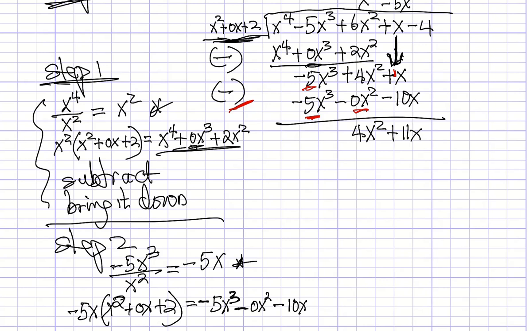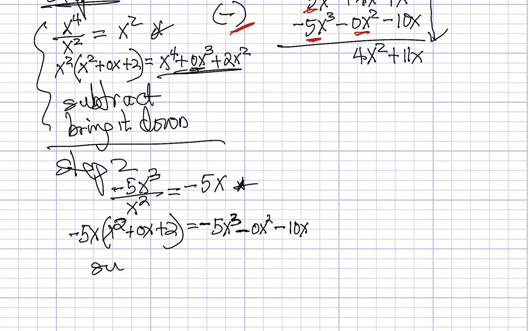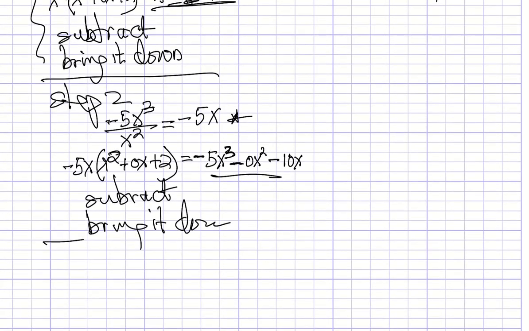There's something to bring down. If you don't have anything to bring down, then you're done. But we're not done. So we'll subtract, and then we'll bring it down. What do we get? We get minus 4. You have to bring it with the sign. And then we're done with that step, so we'll go to step 3.